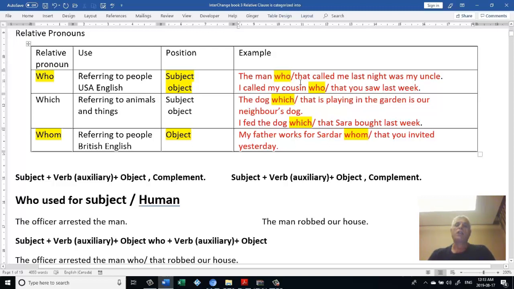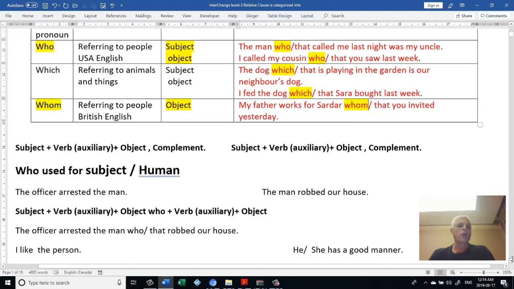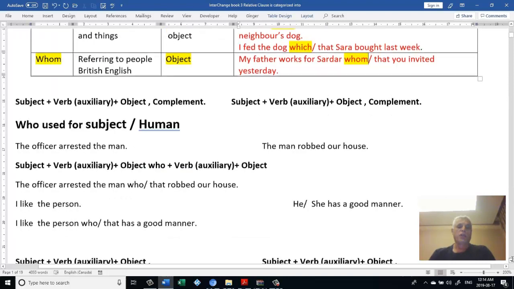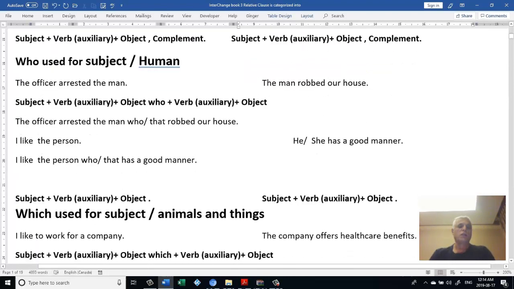For the subject, we cannot delete it. But for the object, we see here who or that we could delete. Same thing here with whom, we could delete the whom. And also when we have which come instead of the object, we can delete it. Let's look at how we structure the relative clauses.